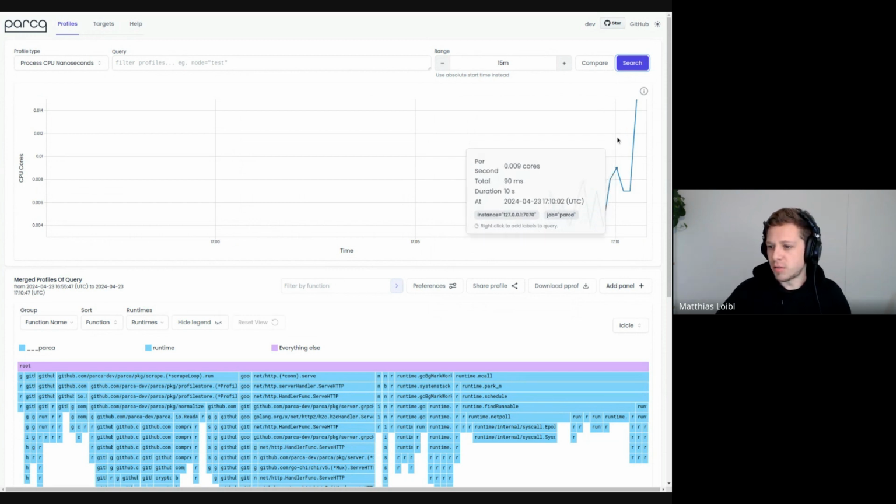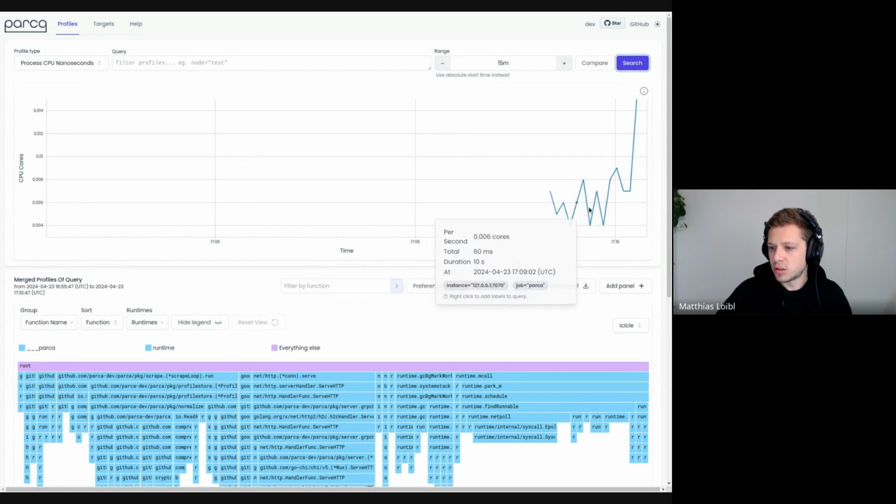So right now we have a 10 seconds duration. So essentially we take the 6 milliseconds and the 60 milliseconds here and divide it by 10 seconds. And that's how we get to the cores per second.